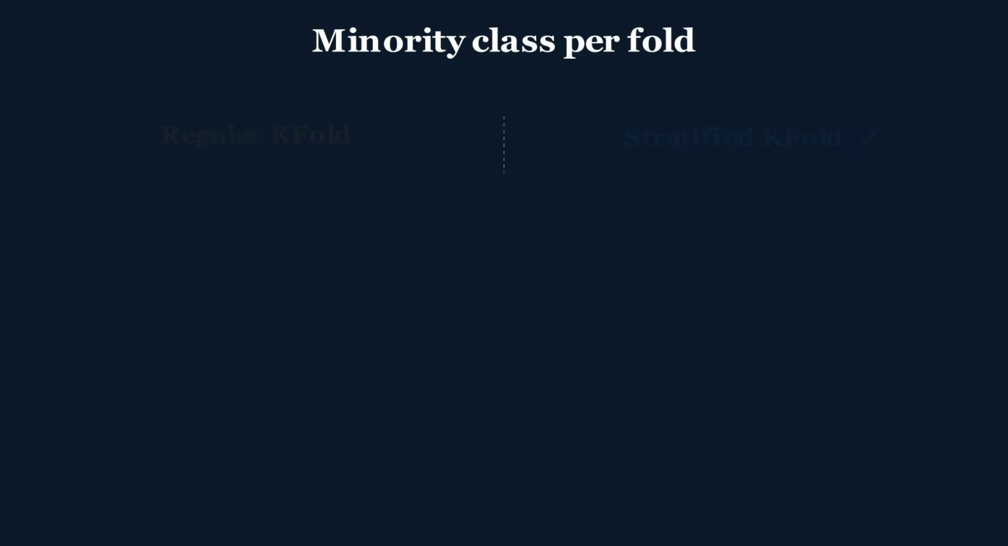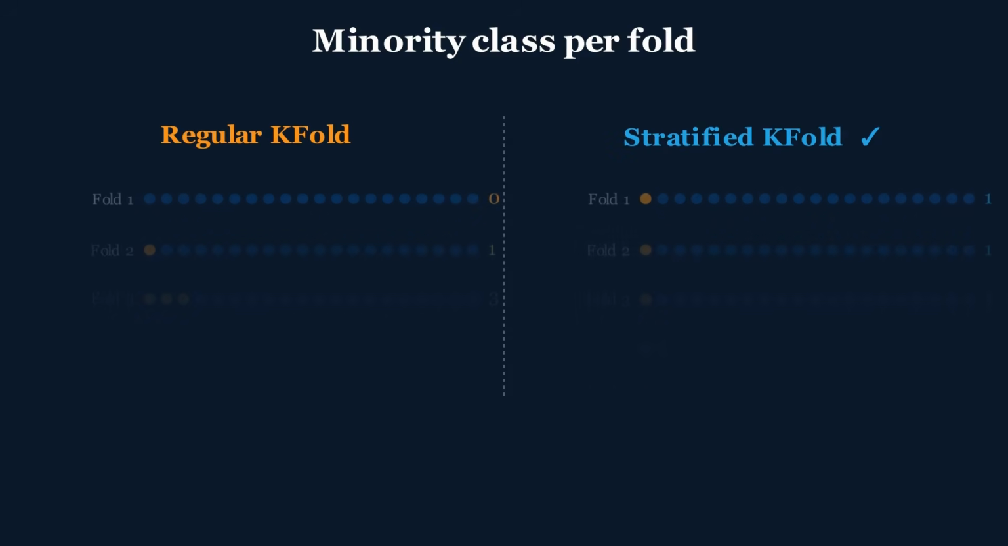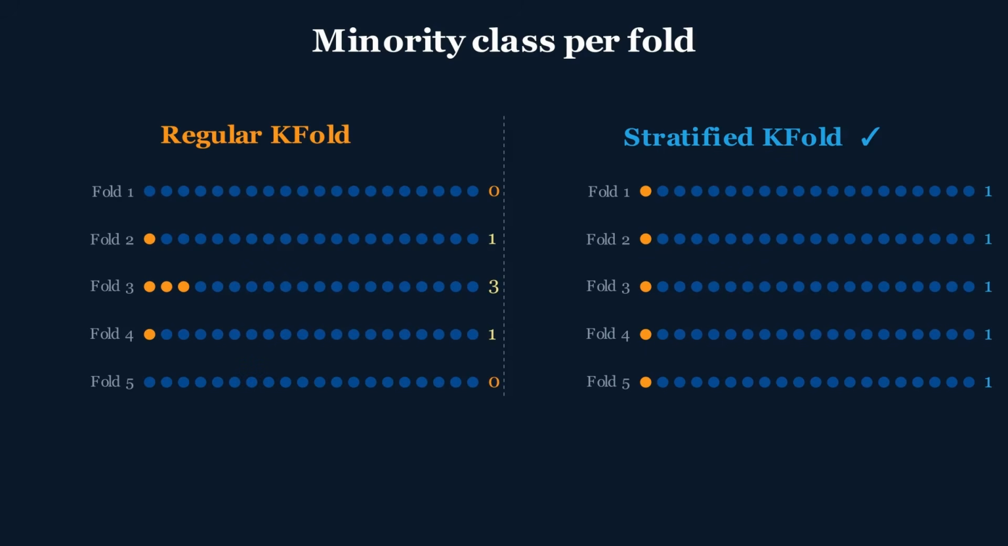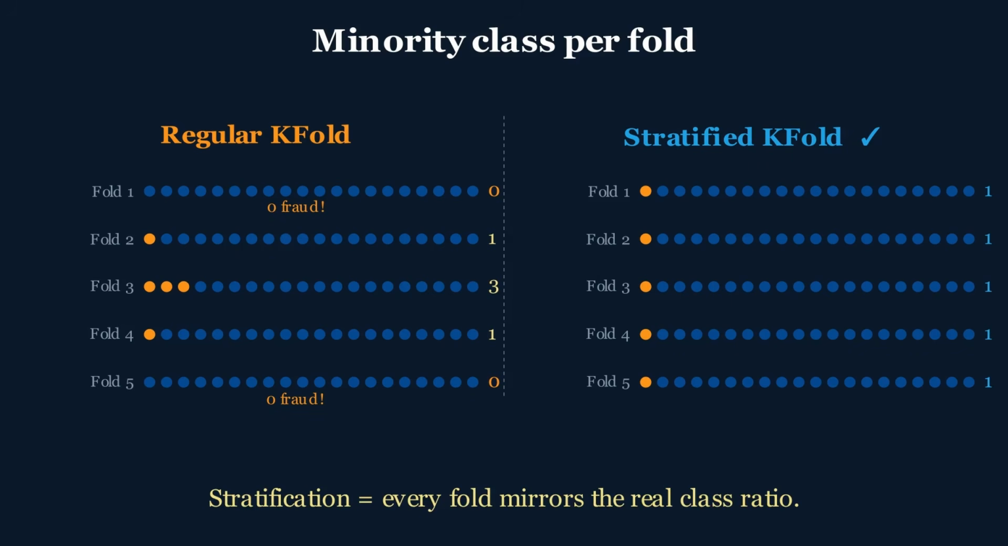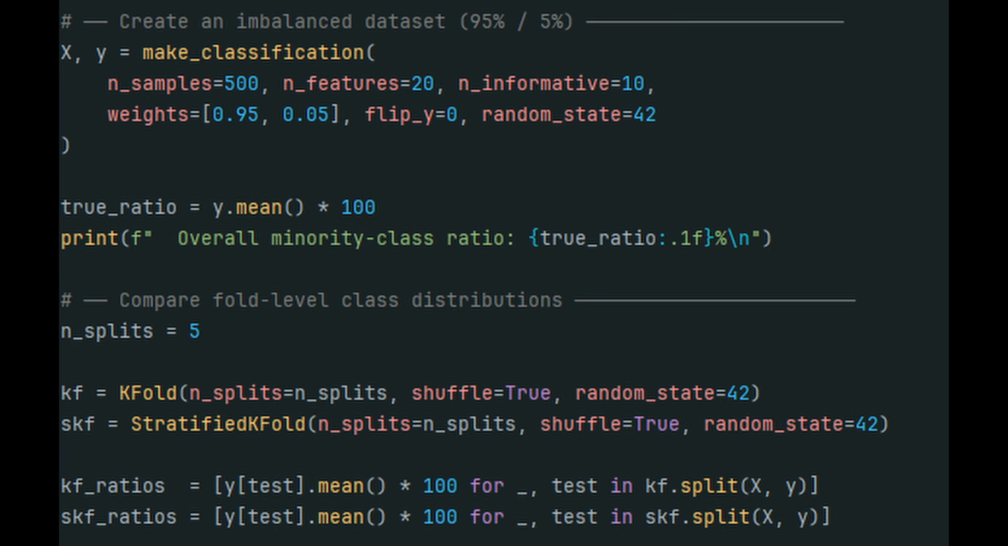Look at the difference on screen. With plain k-fold on our imbalanced dataset, the minority class is unevenly distributed. Some folds have too many rare cases, some have almost none. But when we switch to stratified k-fold, every single fold mirrors the exact class ratio of the original dataset. Stratified k-fold works like a census taker. Before splitting, it looks at your target column, notes the distribution, say 95% class A and 5% class B, and then guarantees that ratio is preserved in every fold. Let's verify this with actual data.